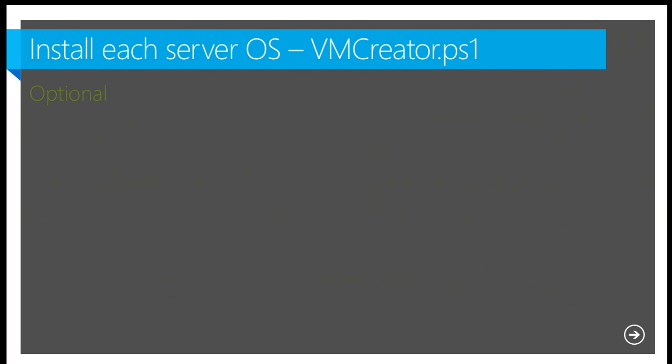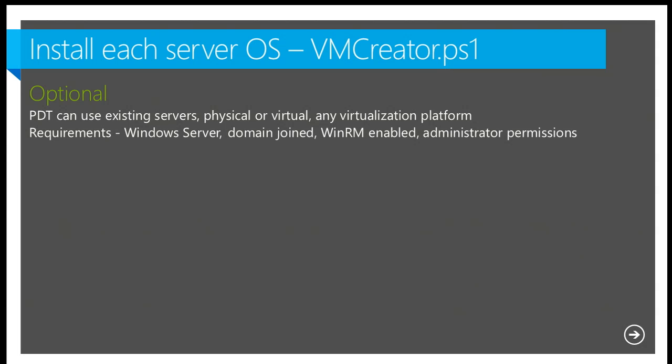The only requirement for PDT is you have Windows servers that are domain joined, that have WinRM enabled, that you have administrator access to. So if you already have physical servers you want to install to, if you've got existing VMs on Hyper-V, VMware, Xen, whatever it happens to be, Azure in IaaS, we can use them as long as they're the right Windows Server version, they're domain joined, WinRM is enabled and you have admin access to them.